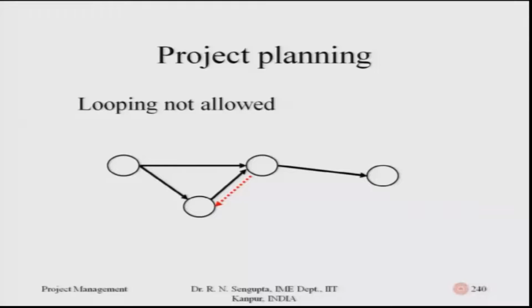As looping is not allowed, this is what I mean. So the red one means basically if you had this one as, say for example, A, this was B, this was C, this was D. So any relationship between C and D where the looping is being done is not allowed in PERT CPM.